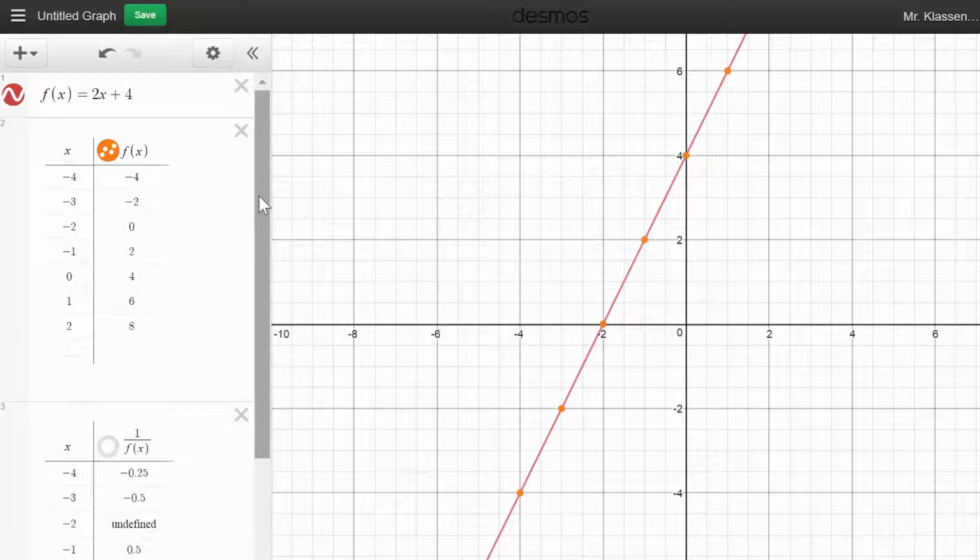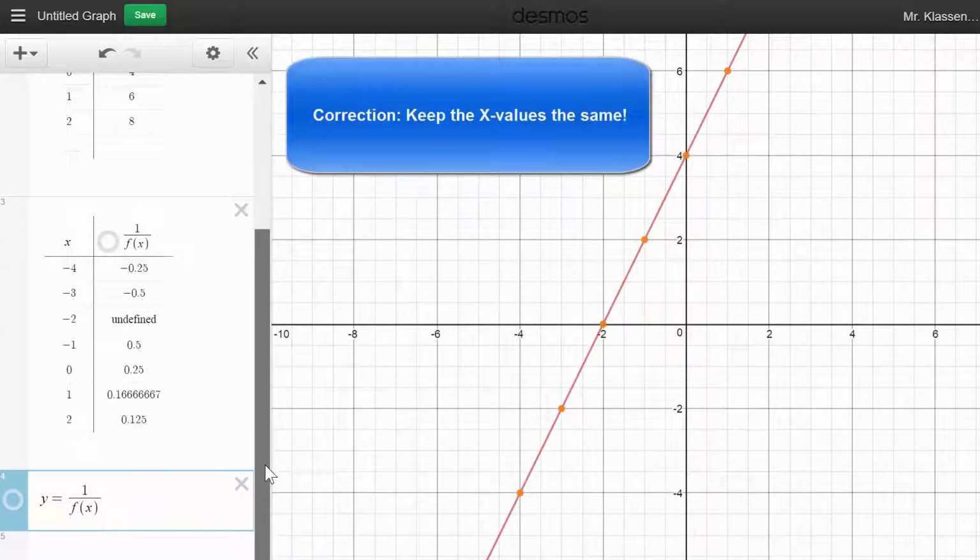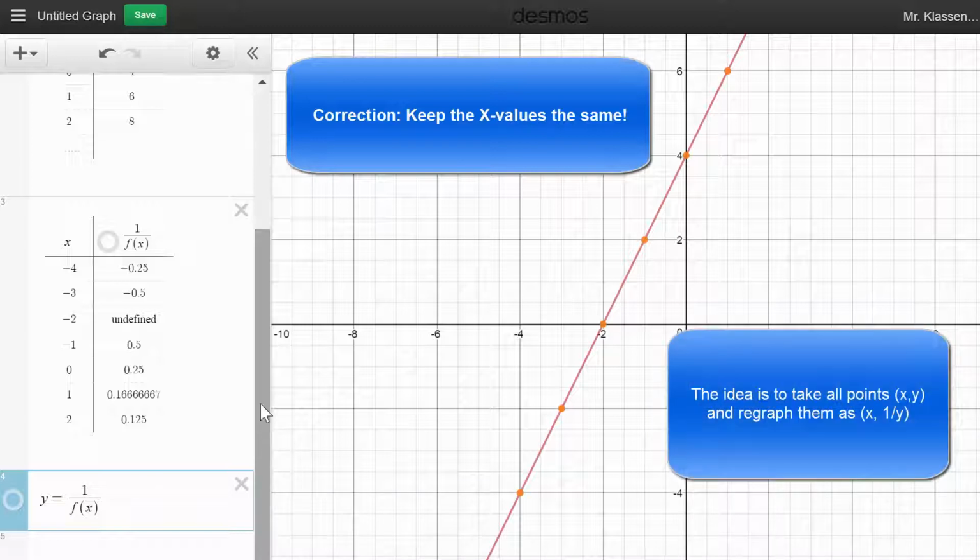You can consider a table of values, the points (-4, -4), (-3, -2), (-2, 0), (-1, 2), (0, 4), and (1, 6), all showing up nicely on this graph. Consider what would happen if we took each one of those points and kept the x values the same, but instead plotted the reciprocal of the y values.